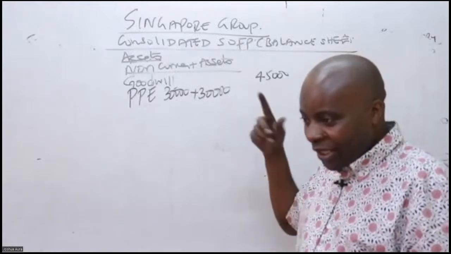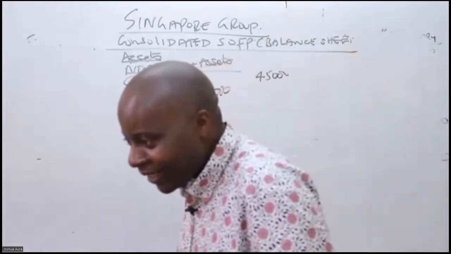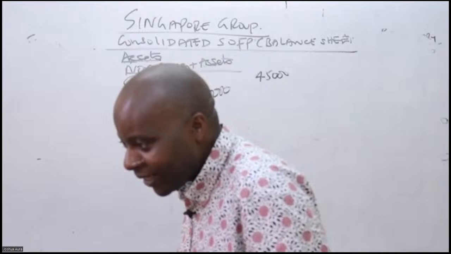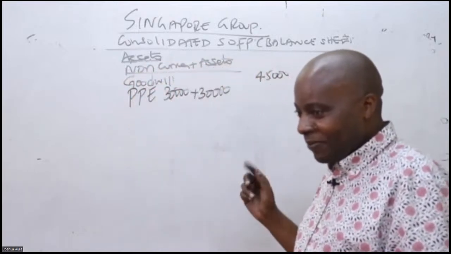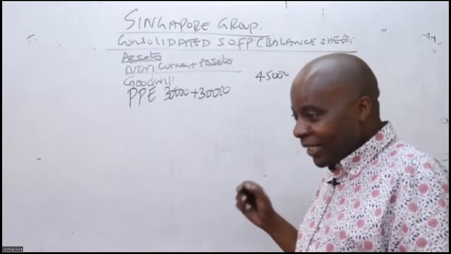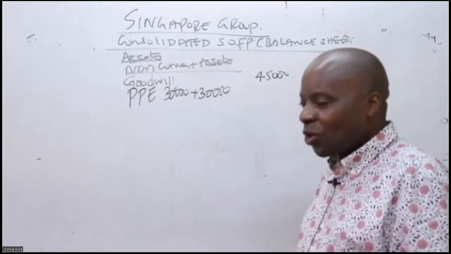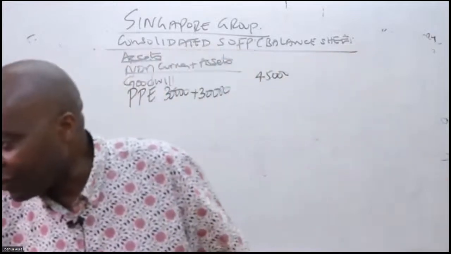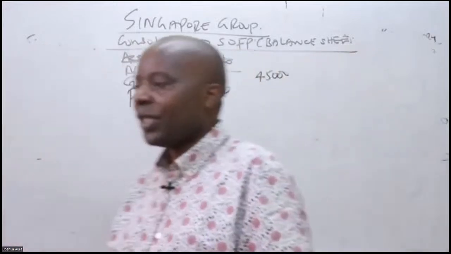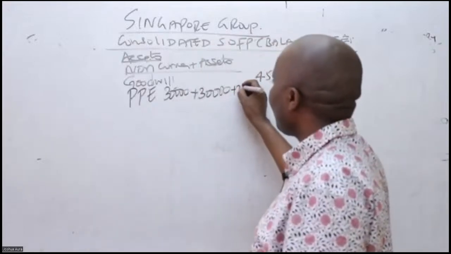There was some revaluation, isn't it? Fair value adjustment, isn't it? There was a revaluation of 20,000. Was it 20 or 25,000? The revaluation was 25,000. So in this case here, plus 25,000.